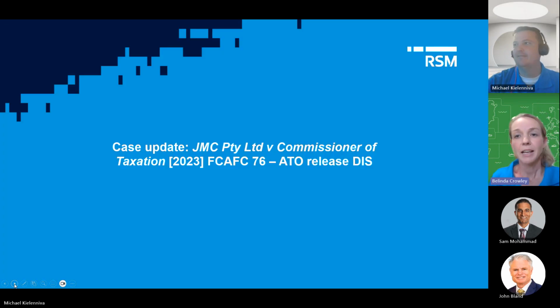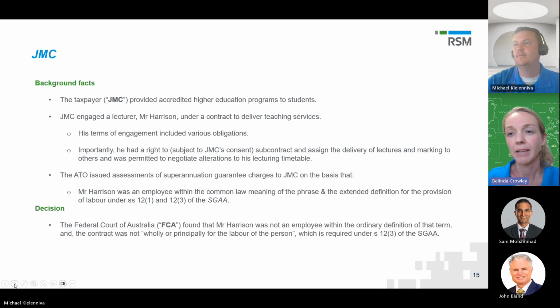Thank you. Next case I'm going to talk about is JMC against the FCT. Again, this is another case from last year, but again, we've just had the decision impact statement released. So I'll run through this quickly. Very briefly, the facts there were that JMC was a provider of higher education. It engaged Mr. Harrison as a lecturer to mark exams and also assignments. Mr. Harrison was paid an hourly rate and he would submit invoices as required.